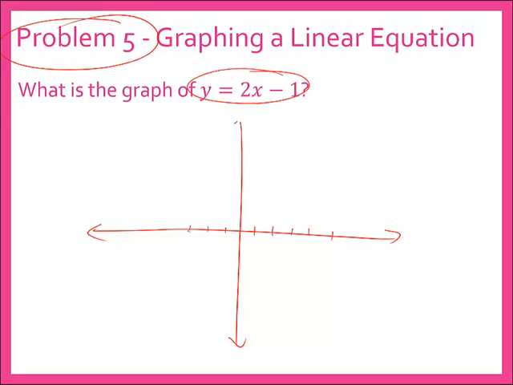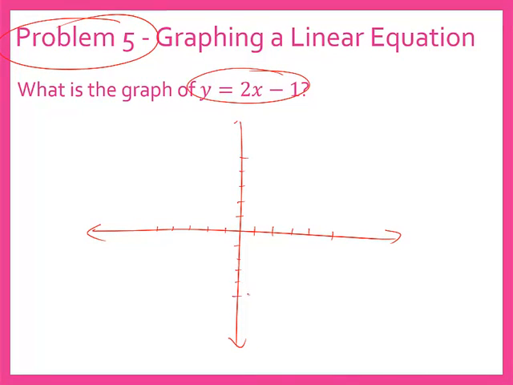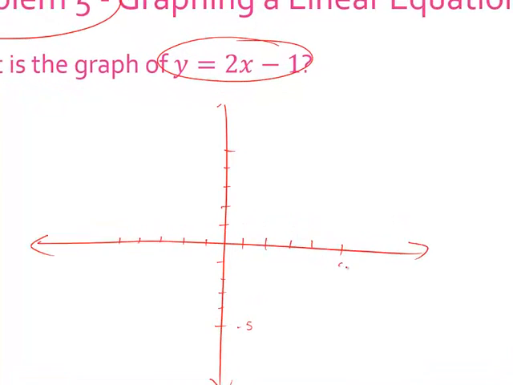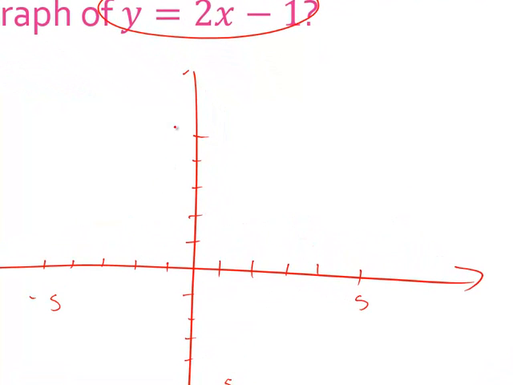1, 2, 3, 4, 5. Oops, that's ugly. 1, 2, 3, 4, 5. And 1, 2, 3, 4, 5. That'd be 5. That'd be -5. That'd be 5. It's the y-axis. This is the x-axis. All right, good to go. Pause if you need more time.